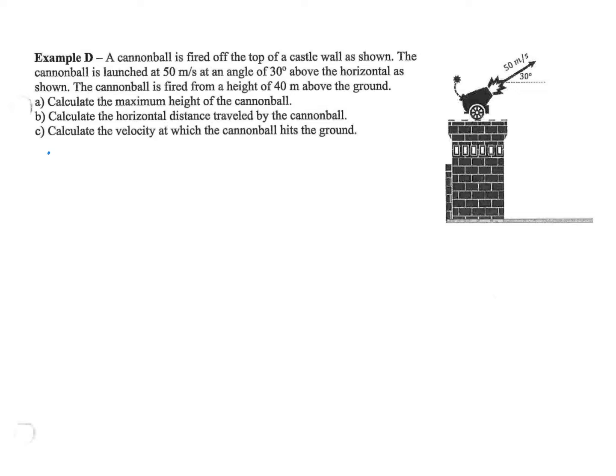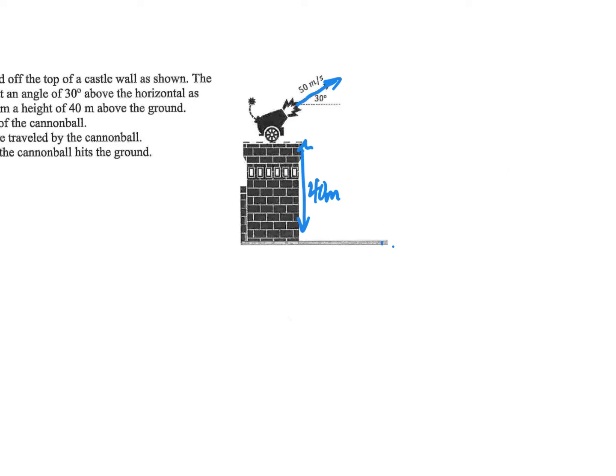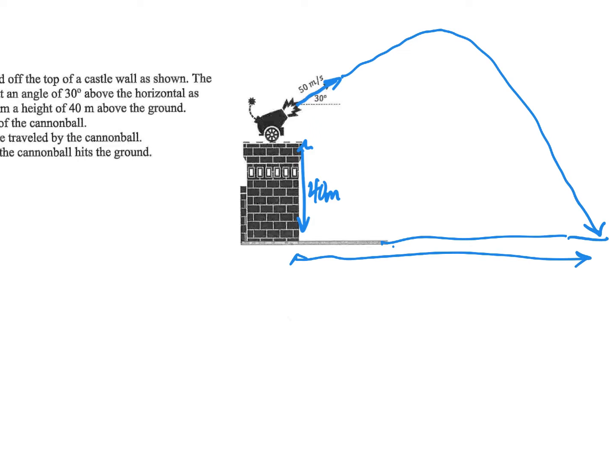So let's look at part A. We've got this cannonball being fired here, 50 meters per second at a 30-degree angle. This is 40 meters right here above the ground. Calculate the maximum height of the cannonball. First thing we need to figure out is what's going to happen here. It's going to fly up, and then it's going to come back down and hit the ground somewhere over here. So this distance right here is going to be our delta x. Max height's going to happen somewhere up here.